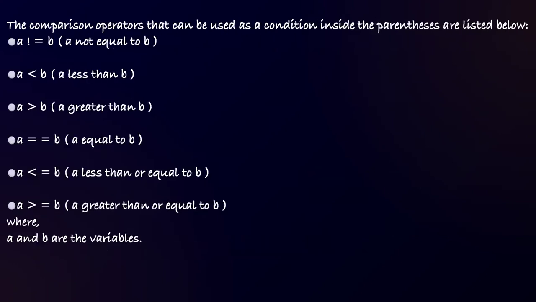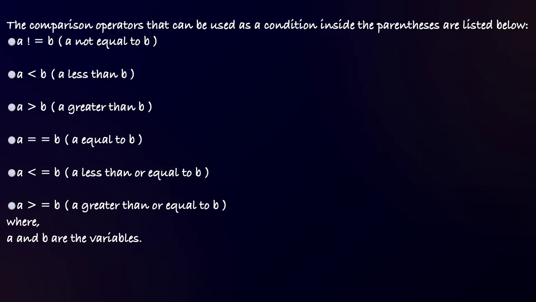See this. The comparison operators that can be used as a condition inside the parentheses are listed below. That's what I was saying. When we want to compare, we can say it is equal to, or greater than, or less than, or less than or equal to, or greater than or equal to, or not equal to, something like that. Each one of them has symbols mentioned over here.